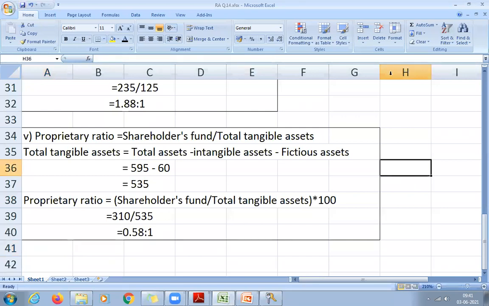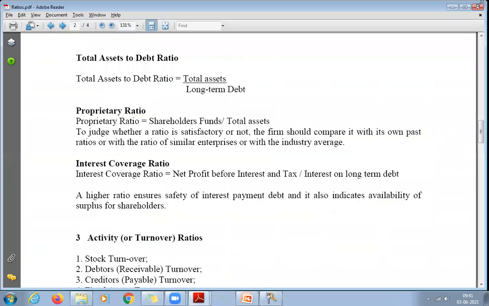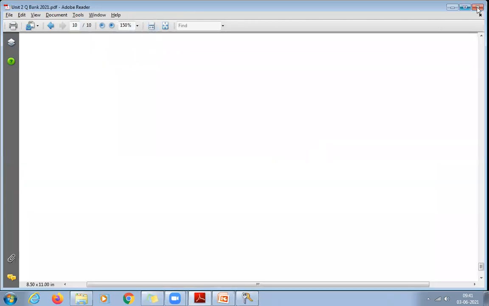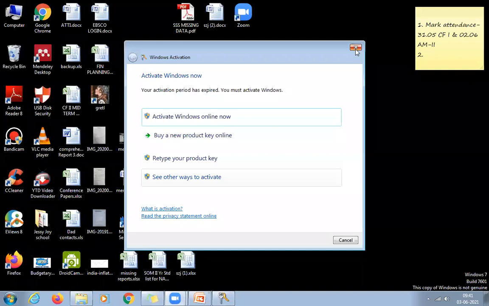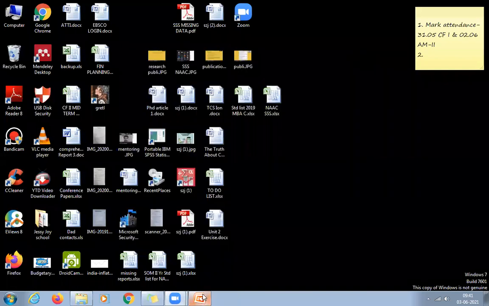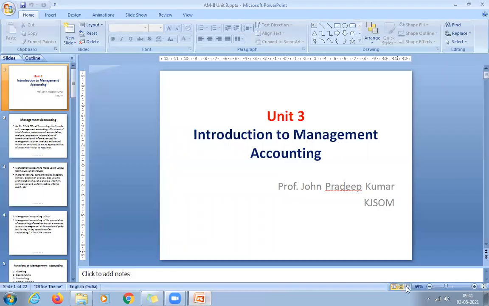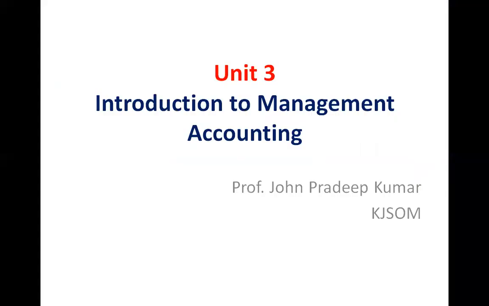Okay, if there are no other questions, then we will go to the next unit. So unit 2 gets wound up here. That is the ratios. We will go to unit 3, that is the introduction to management accounting. Okay, unit 3. So in unit 2, what all did we discuss, what all did we learn? Can someone tell me? Unit 2.